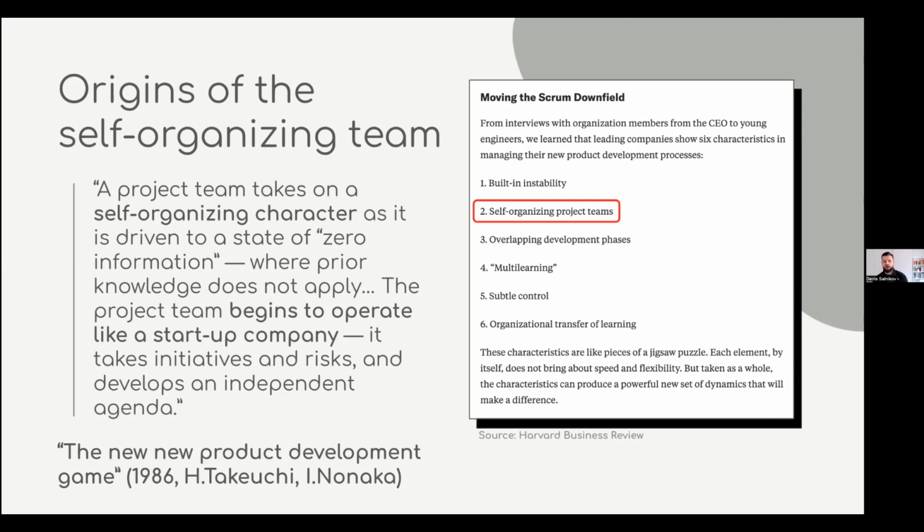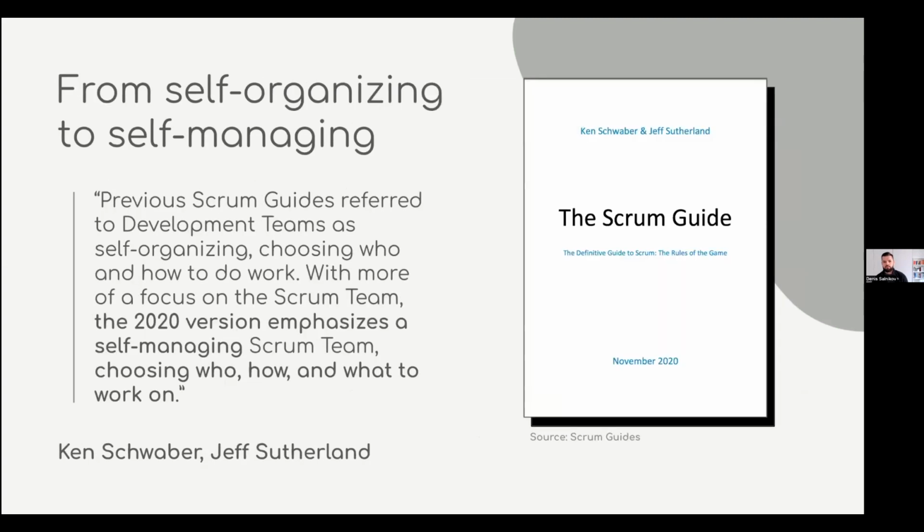One of the key traits of those teams is that they take initiative and risk and develop an independent agenda over time. One adjustment made in the latest version of the Scrum Guide is that they switched from the term self-organizing team to self-managing, but it basically still means the same: those are the teams who choose who, how, and what will work on, and how they will deliver the work needed to achieve the Sprint Goal.